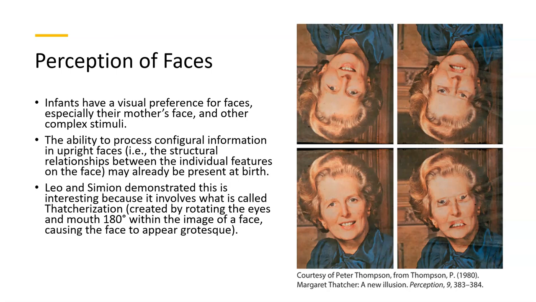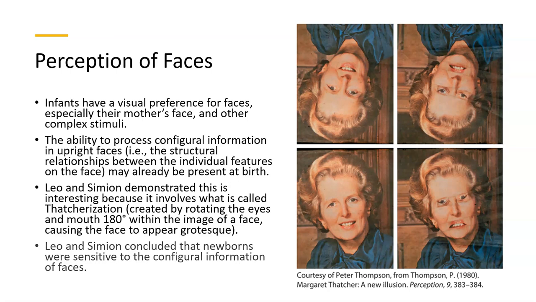Leo and Simon created the Thatcherization effect that's created by rotating the eyes and the mouth 180 degrees. In the bottom part of that image, the bottom right image, pretty awful looking. What they found was that newborns understand that things should be in a particular kind of structure. Over time, they will start to develop the kind of horror effect of that bottom right image. If you flip the two images upside down, you don't get the same negative impact for adults.